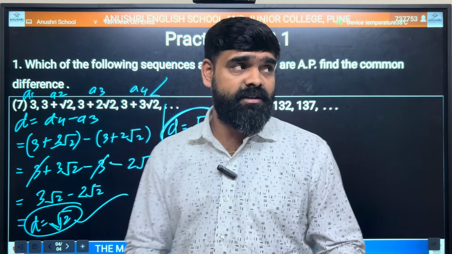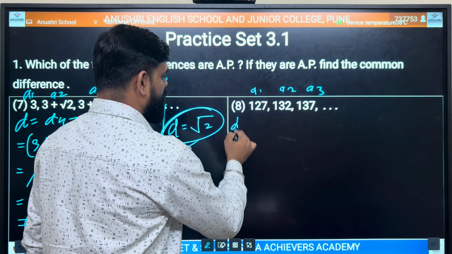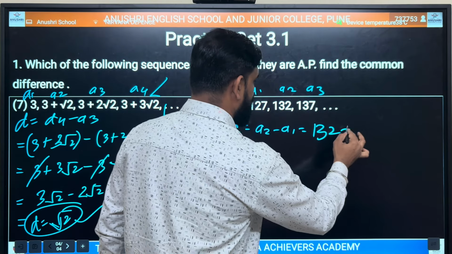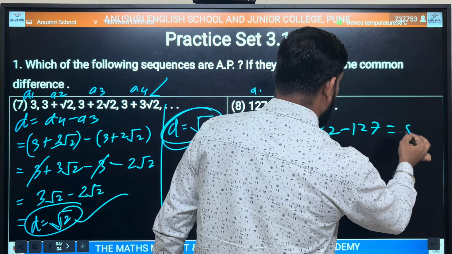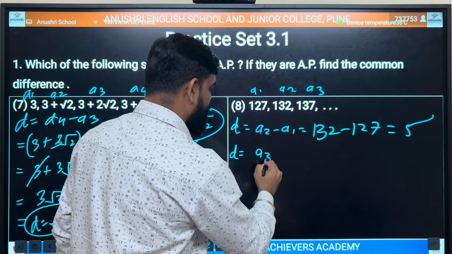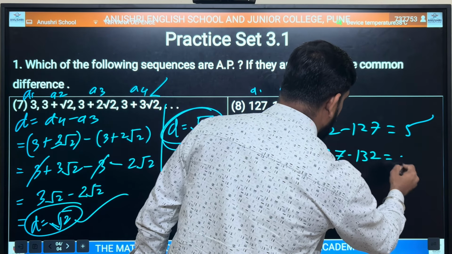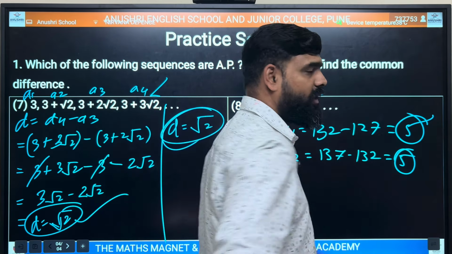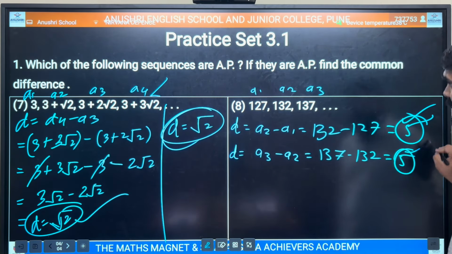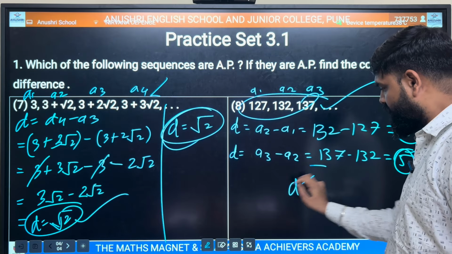It is very simple, we just have to subtract. So this is our A1, A2 and this is A3. So let us find A2 minus A1. A2 is 132 minus 127. We got here 5, right? A3 minus A2 is 137 minus 132. Here also we have this 5. So we got the same d here, and we can say that this given sequence is an AP and our d is equal to 5 here.